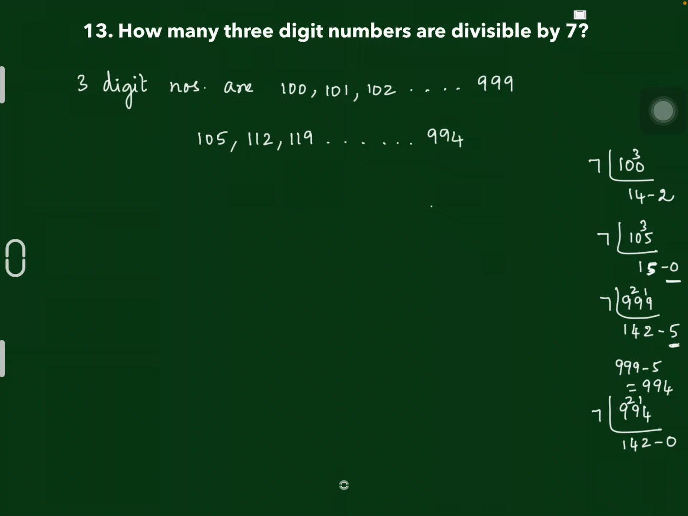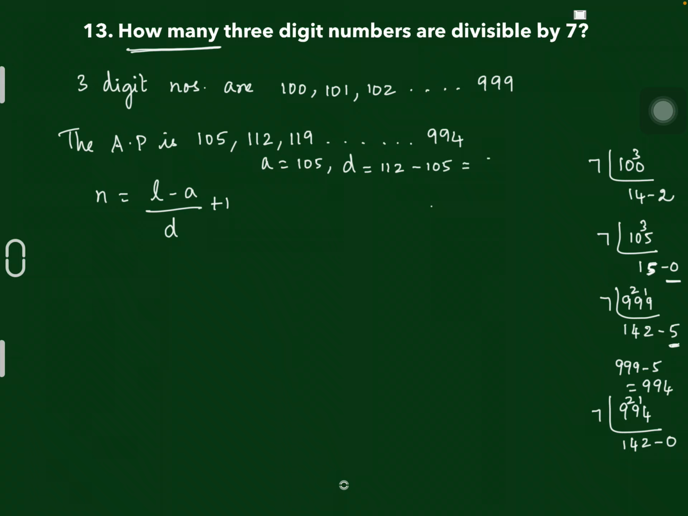994. So the required AP is, how many 3-digit numbers are divisible by 7 means these are the 3-digit numbers which are divisible by 7. So the required AP is 105, 112, 119, etc. up to 994. Now, how many 3-digit numbers are divisible by 7? Which means we have to find n. How to find n? There is a formula, n is equal to (L minus a) by d plus 1. From the AP, what is a? 105. What is d? 112 minus 105, that is equal to 7. And what is L? 994.